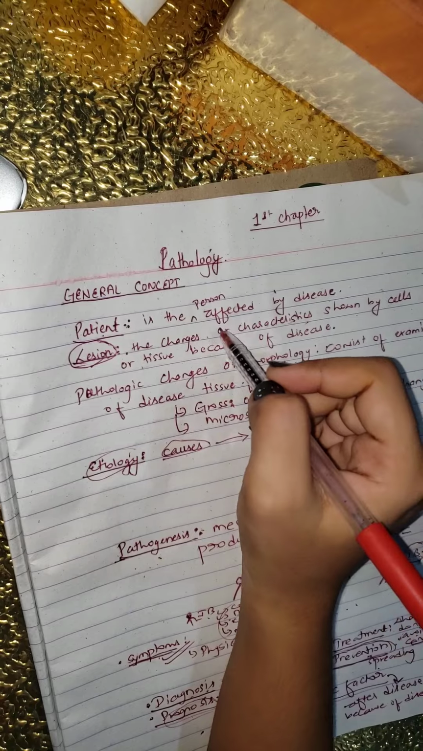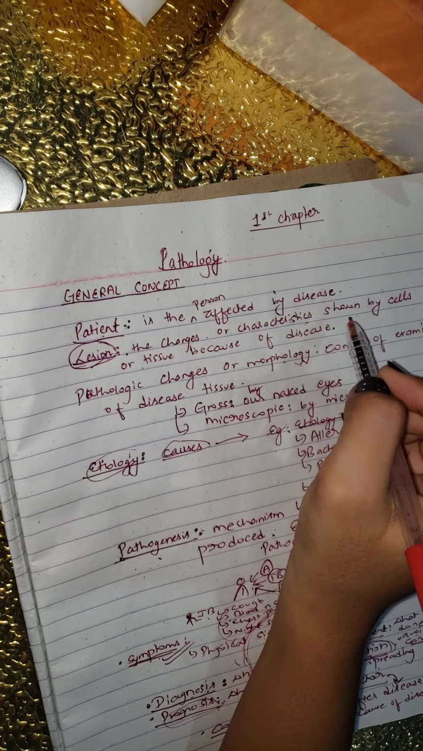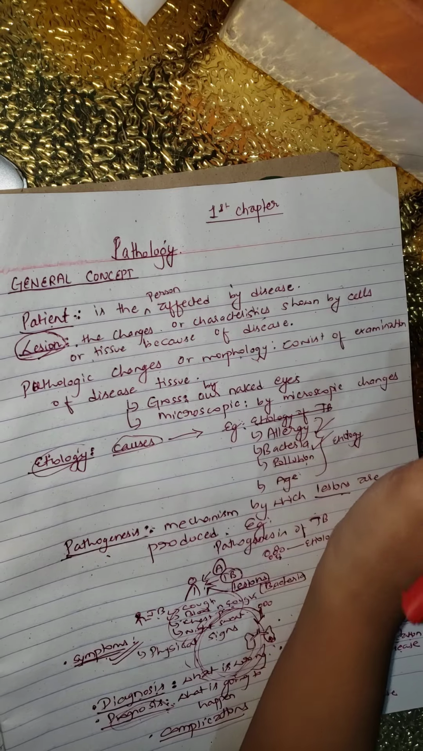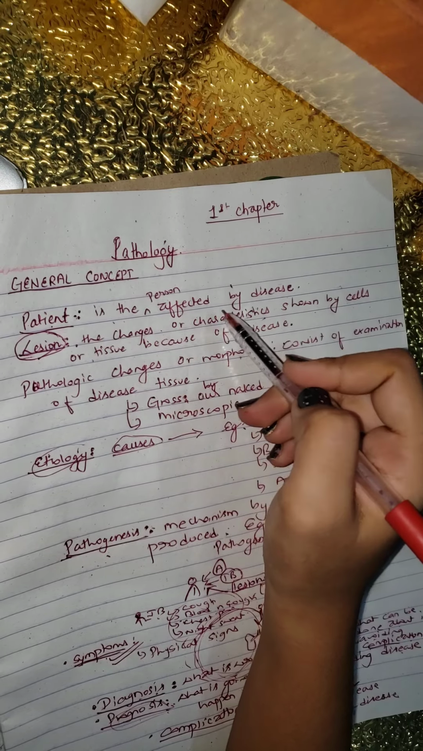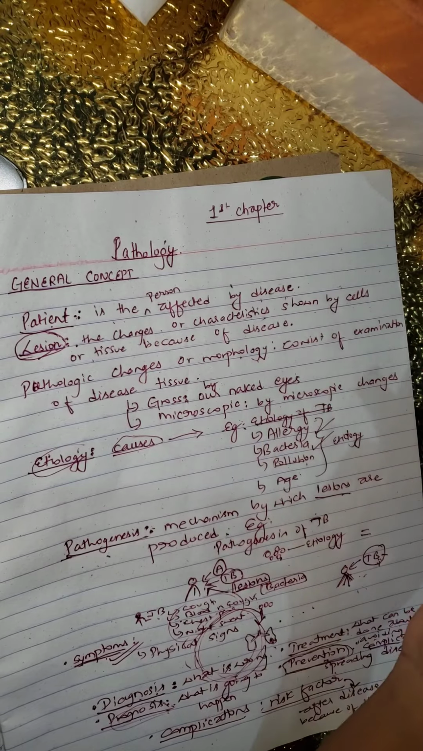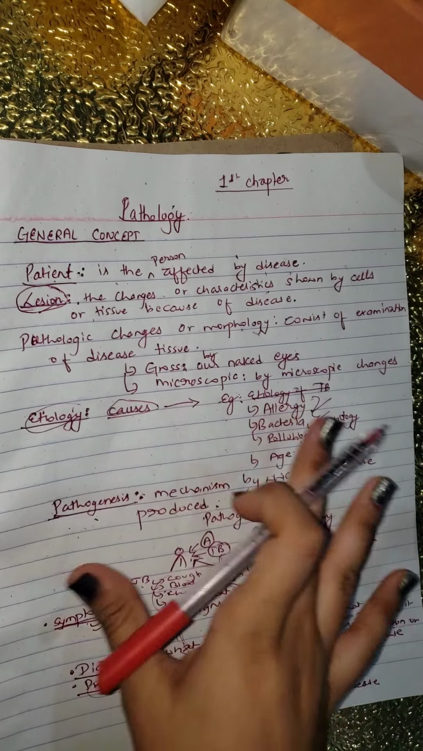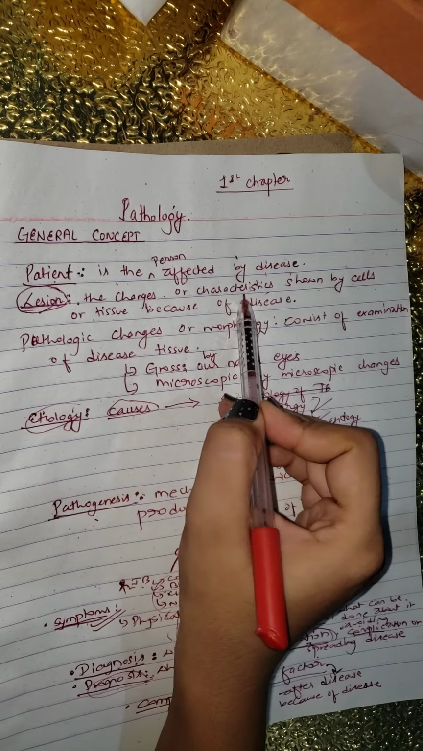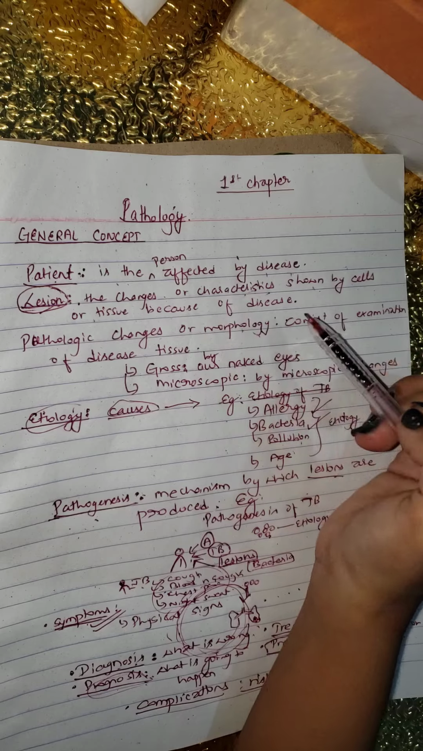A patient is the person who is affected by disease. Whoever that person is, anyone affected by disease is called a patient; it is a very common word. These words are all very common in pathology. So what is a lesion? A lesion is the changes or characteristics shown by cells or tissue because of disease.